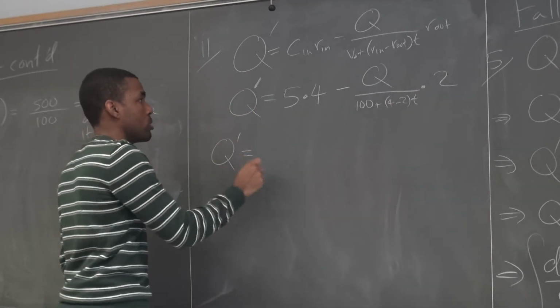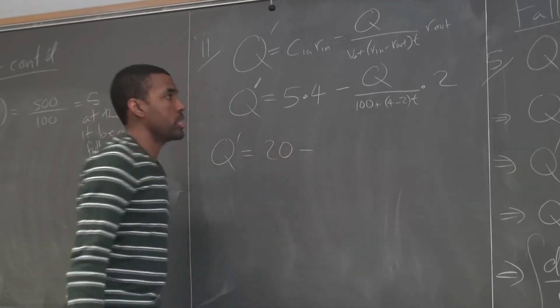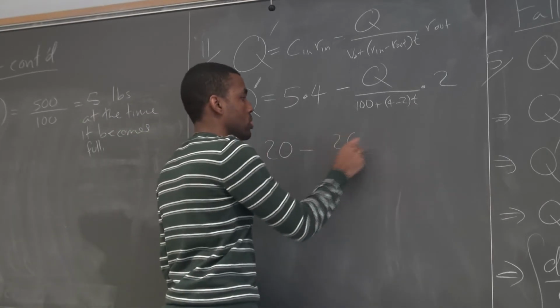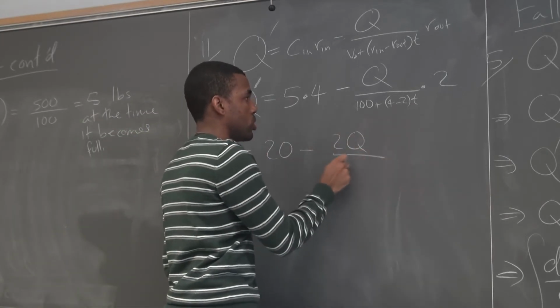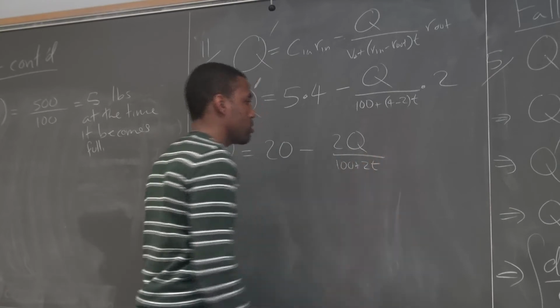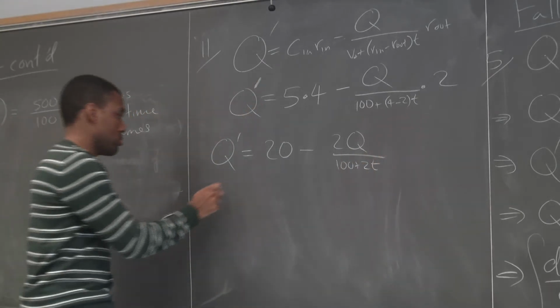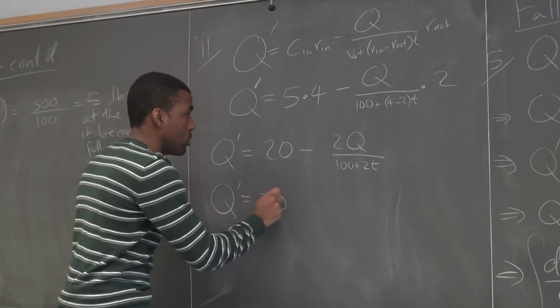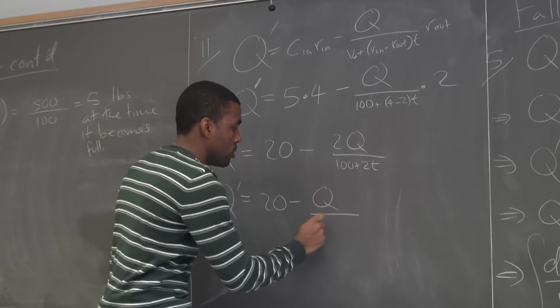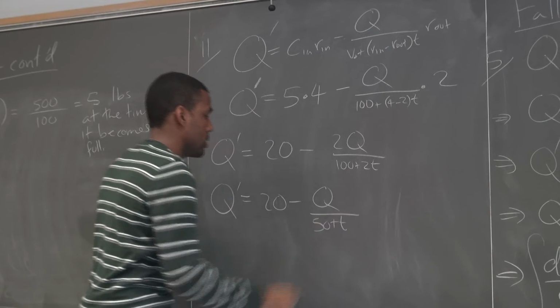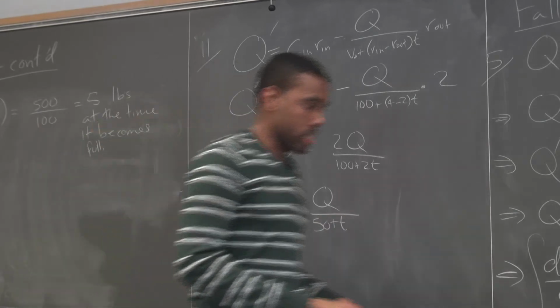Q prime is equal to 20 minus 2Q over 100 plus 2T. You can simplify that. Q prime is equal to 20 minus Q over 50 plus T. What kind of equation is that?